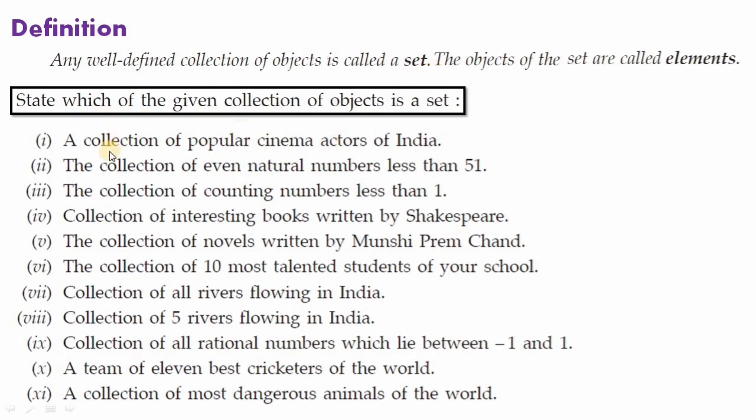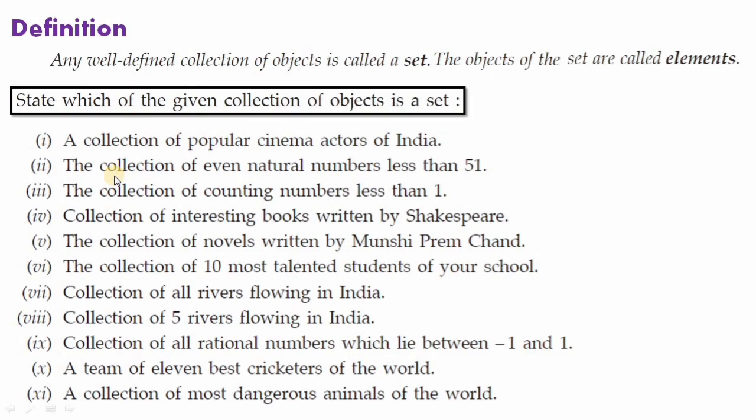So we have a collection of popular cinema actors of India. For example, if I ask you to form a collection of your favorite or popular cinema actors of India, you will form some collection. And if you ask me the same, I'll also form some collection. But your collection might be different from mine, isn't it? So that's why such a collection will not be well-defined. As I said, the collection has to be the same for everyone. So that's why number 1 is not a set.